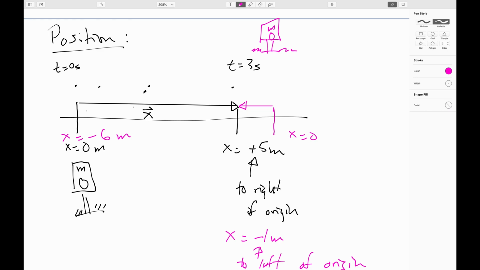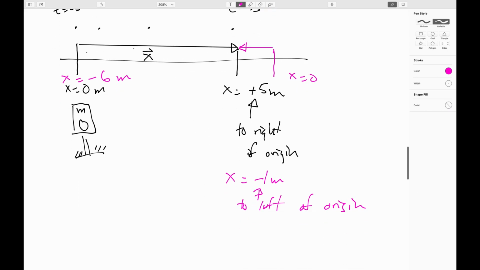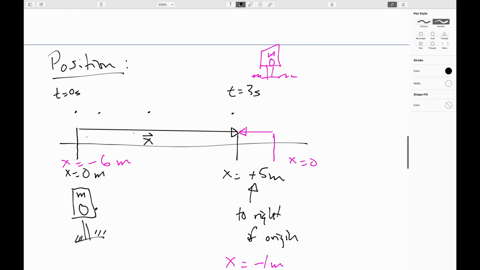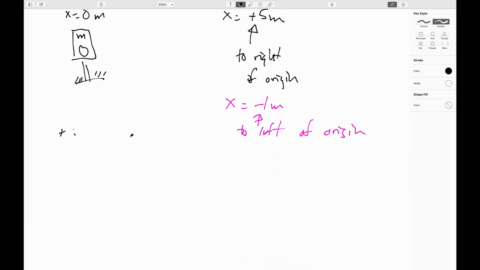So conventionally, if something is to the right of the origin, we say that that's positive. So positive means, to the right of the origin.